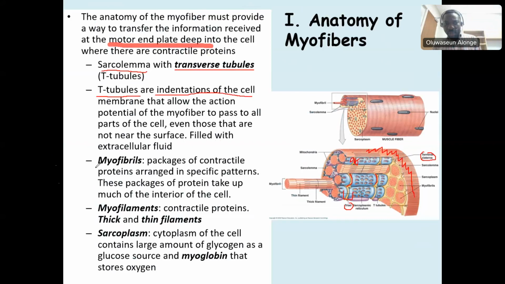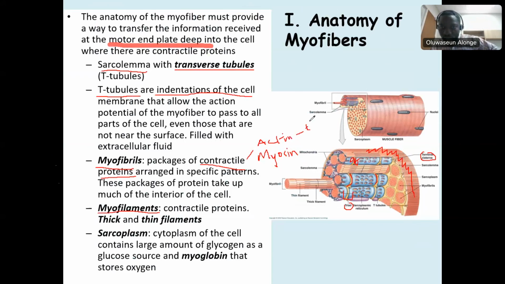Now, the myofibrils, like I told you earlier, are simply actin and myosin. So they are contractile proteins, and contractile proteins are actin and myosin. Now, these packages of protein take up much of the interior of the cell. Now, myofilament. Think about it. What is a filament? When you look at something that has a filamentous appearance, it has strands, it has lines, right?